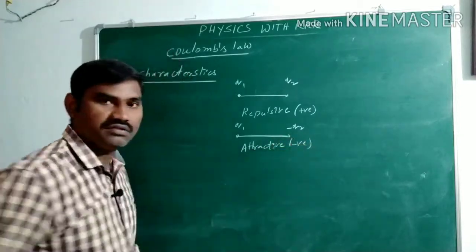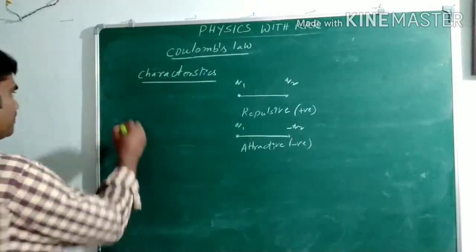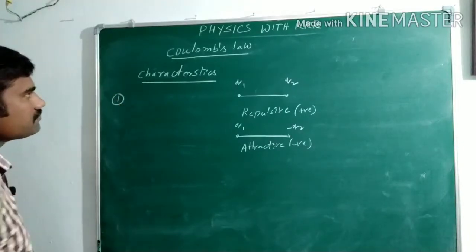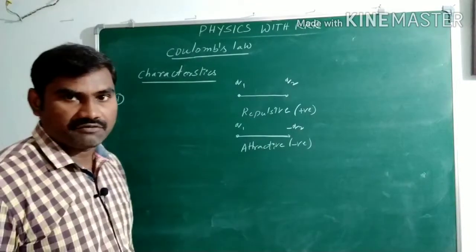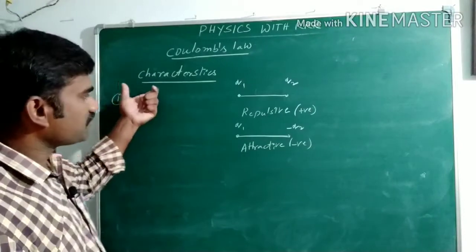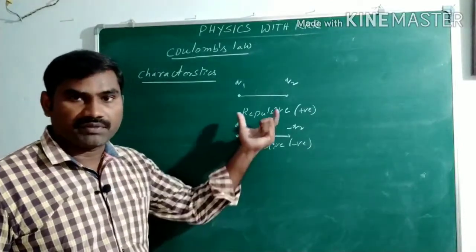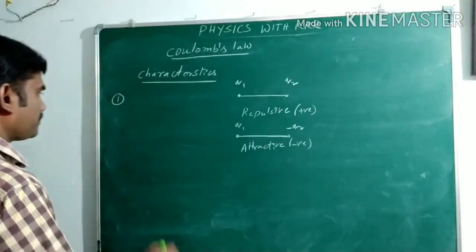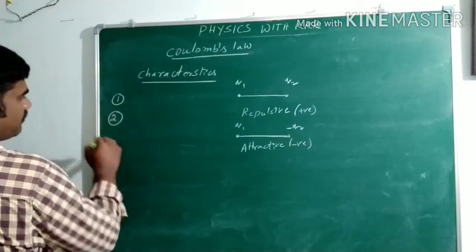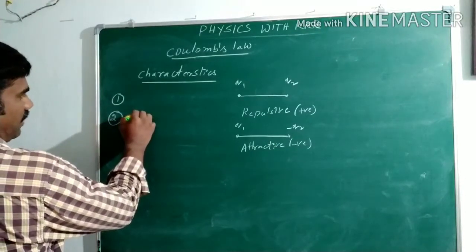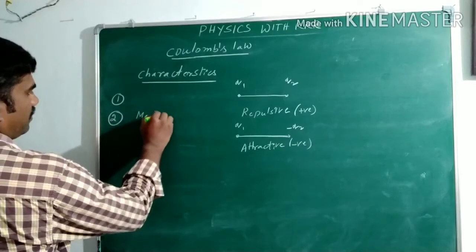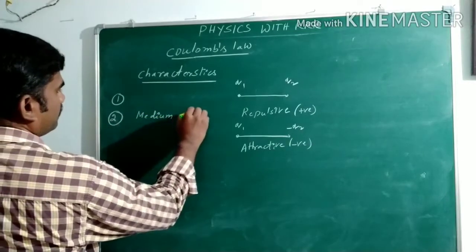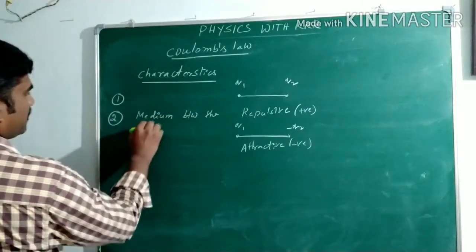Attractive force is negative. So the first characteristic of Coulombic electrostatic force is that it is either an attractive or a repulsive force. Repulsive force. And the second one is that electrostatic force depends on the medium between the charges.